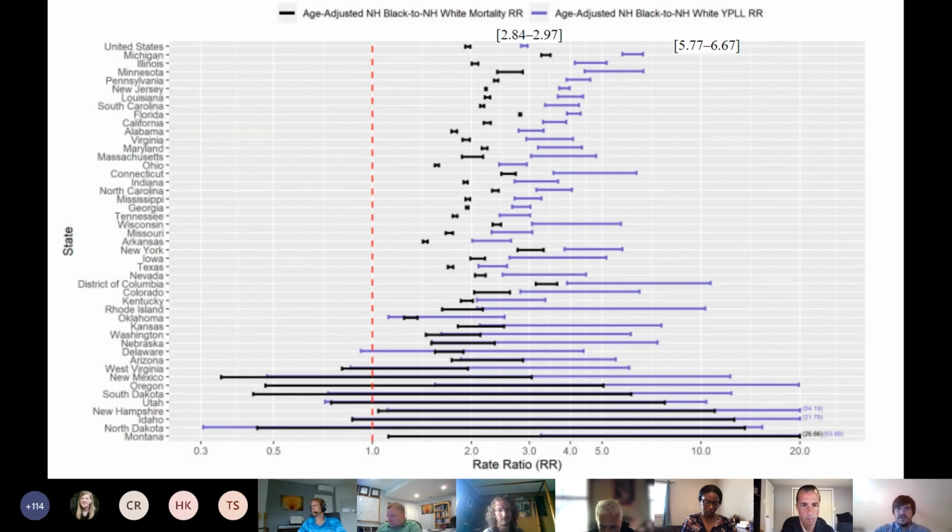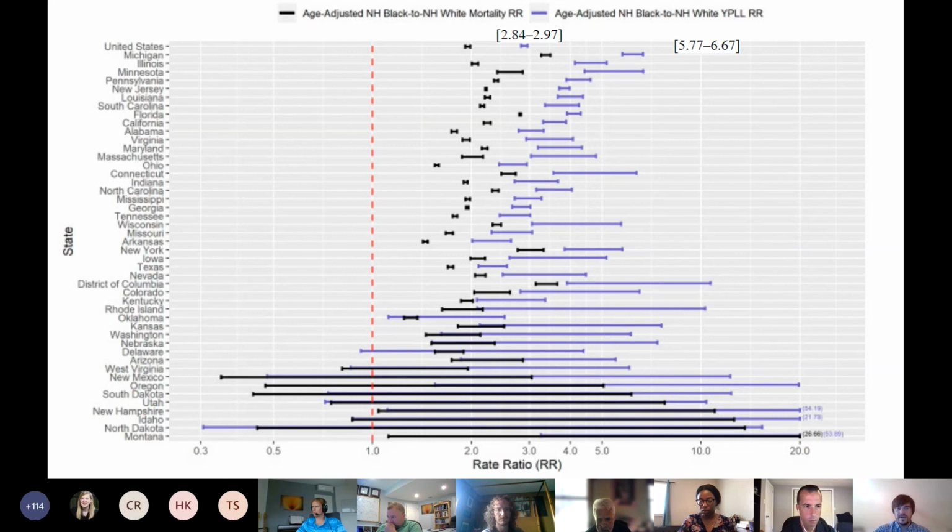For the overall U.S., YPLL is also much higher than mortality, so it's actually interesting to think about the difference not only in just mortality, but also at the age at which people are dying, which I think this highlights. In the U.S., it's around 3, and then also in Michigan, it's close to 6, which is just such a huge rate ratio. It's rare that you ever see an effect that large.